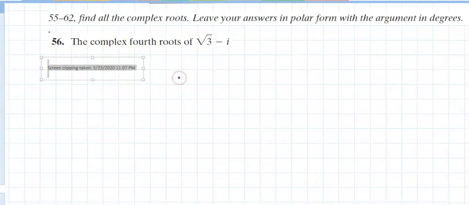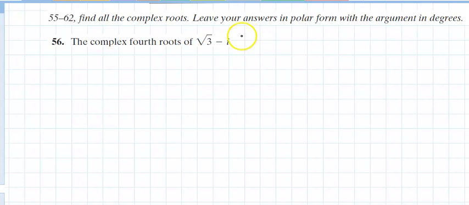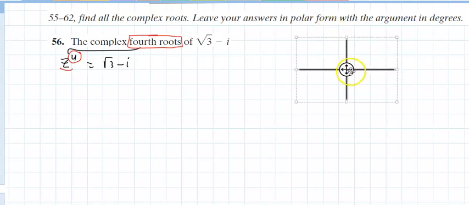When they say here the complex fourth roots of square root of 3 minus i, what they really mean is that z to the 4th equals square root of 3 minus i. Find z. You should have 4 solutions. Complex 4 roots, that means 4 solutions. Complex 6 roots, 6 solutions. This is something that will come up in differential equations, math 55. The same idea, we just did that problem, so let's get that out of the way.